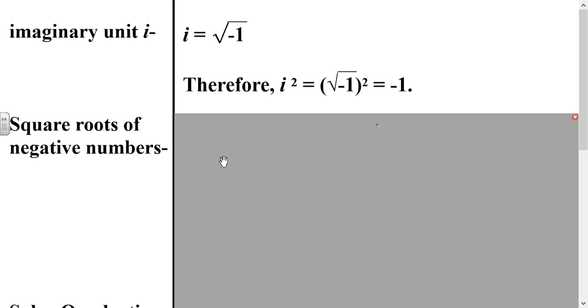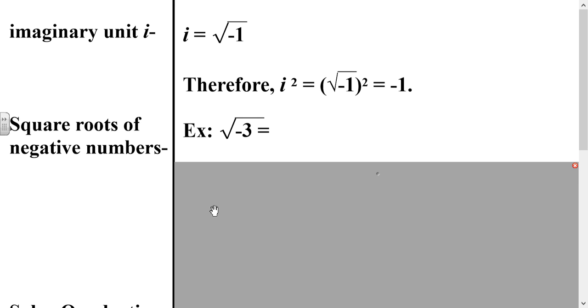So that also means that if I take i squared, then that would be like taking the square root of -1 squared. And when we square a square root, those cancel out, and so it just equals -1. So i squared is equal to -1. That will be important to remember for later.